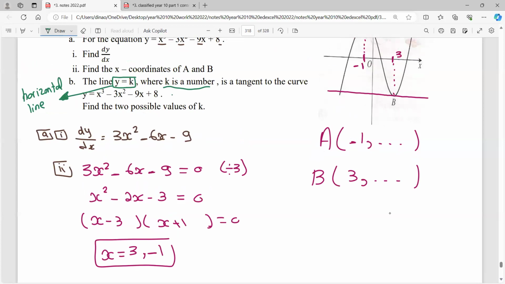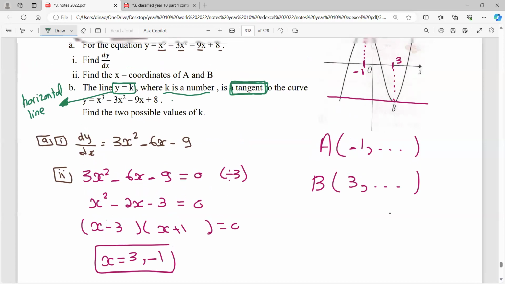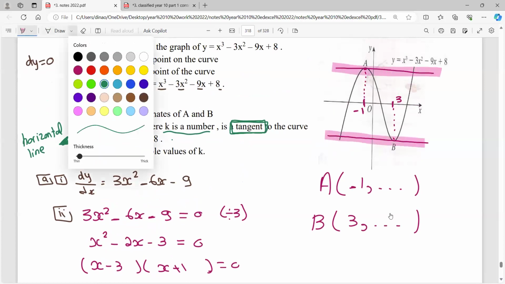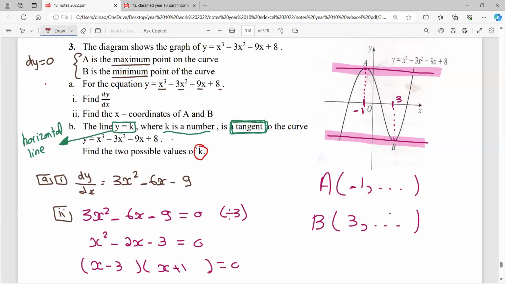It means there is a horizontal line such that this horizontal line is a tangent. Oh, you are talking about these? Yes, these. Find the two possible values of k. In short, it asks where this line cuts the y-axis and where this tangent cuts the y-axis. Why not just say find the coordinates of the turning point at first? But there has to be some sort of twisting and turning in the questions. So here it says find the two possible values of k.